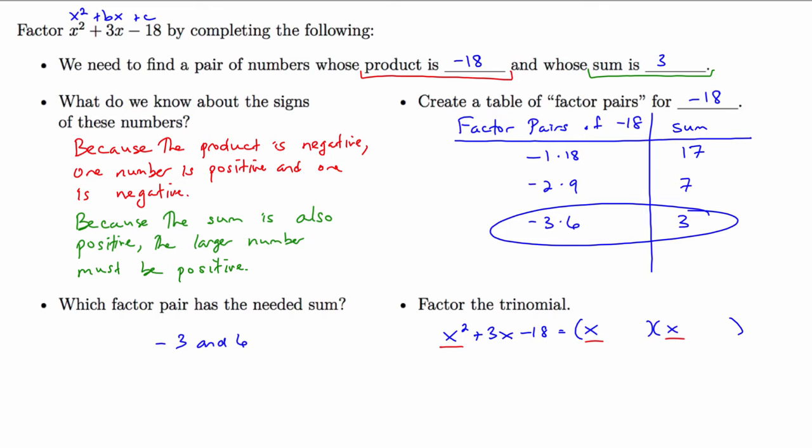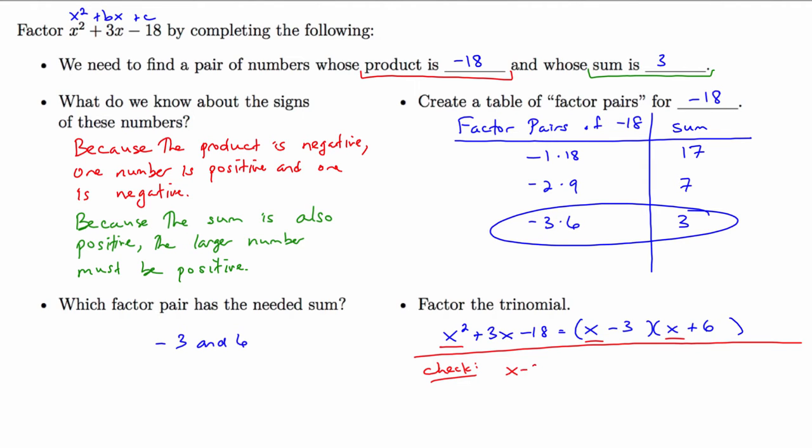Now we simply plug in the factor pairs we had determined based on our previous work. We'll plug in a negative 3 and a positive 6. So if we've done our work correctly, x squared plus 3x minus 18 should factor as x minus 3 and x plus 6. As always, and especially in the beginning, we should check our work. Definitely make sure you clearly separate your factoring from your checking.